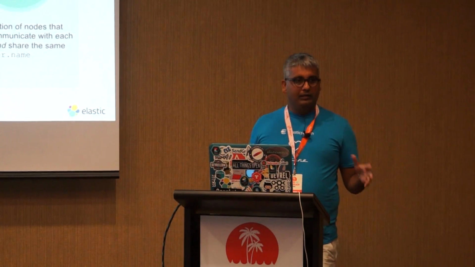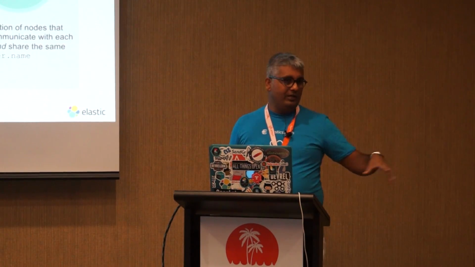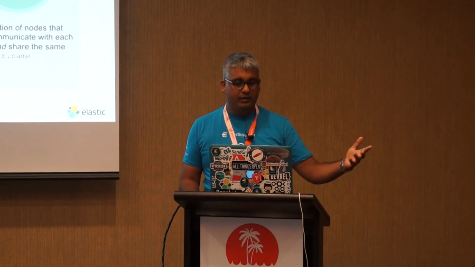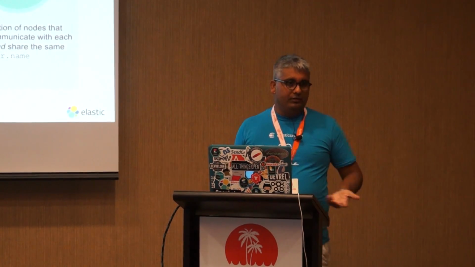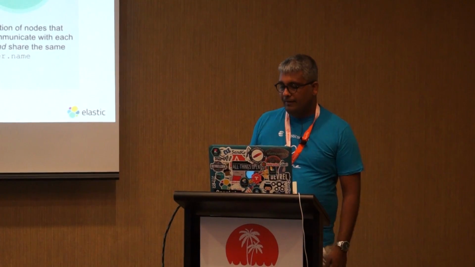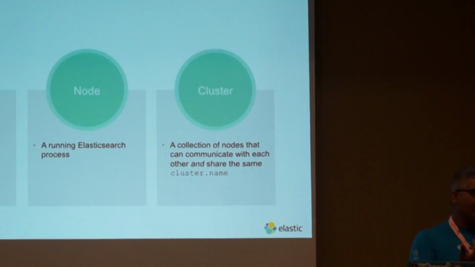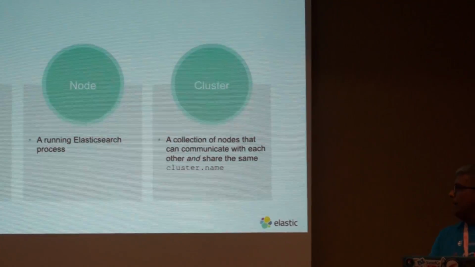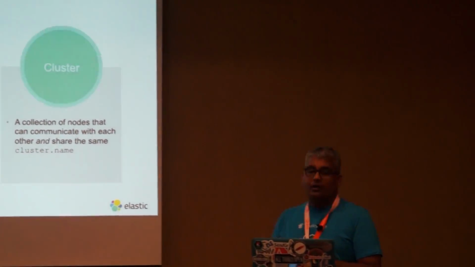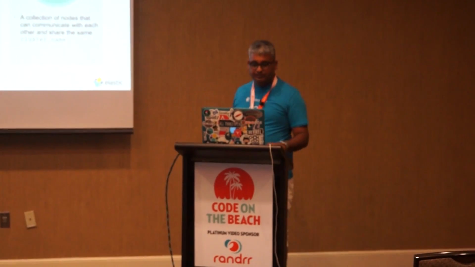In production, typically a node corresponds to an actual separate machine, whether it's a VM or a Docker container or a physical machine. In development, you tend to run multiple nodes on the same machine. A cluster then is just a collection of nodes that satisfy 2 properties. One, they should all be able to see each other. They should know about each other. And they should all share the same cluster name, so that you can have multiple clusters on the same network without interfering with each other.